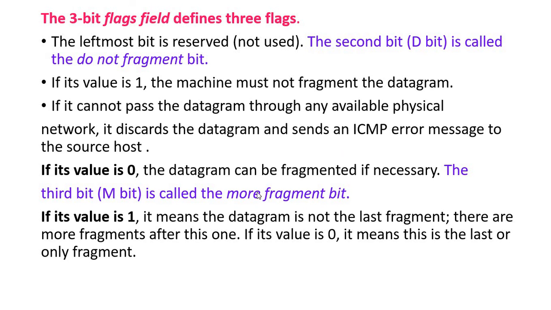The third bit is called the more fragment bit, and if its value is 1, that means the datagram is not the last fragment. There are more fragments in line. If its value is 0, that means it is the last fragment. So that's all about the IP datagram approach we have in the IPv4 protocol.